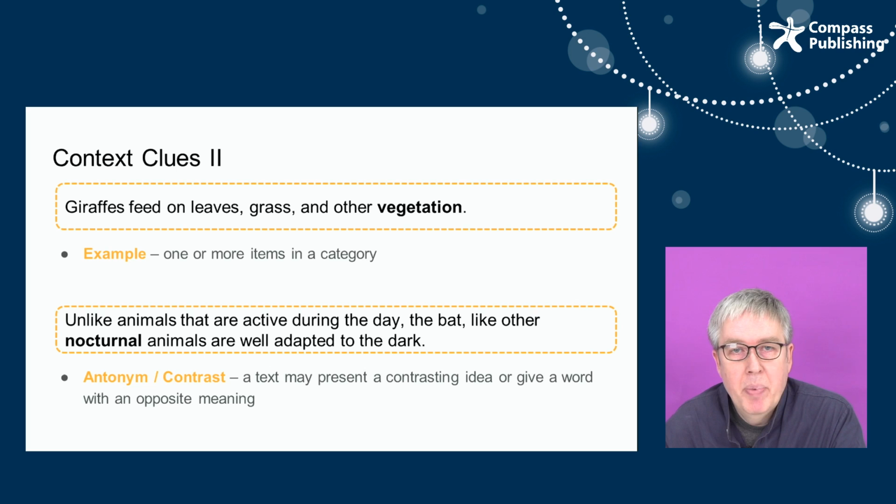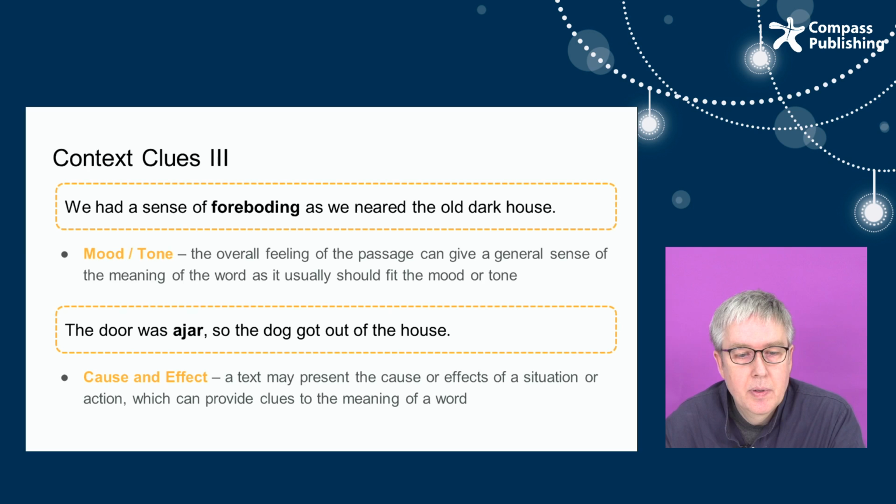Another kind of context clue is related to mood or tone. This is more in fiction than in nonfiction. But if we see a passage that's very light and happy, or dark and brooding, or scary, that tone can give us some very general clue about the meaning of the word.